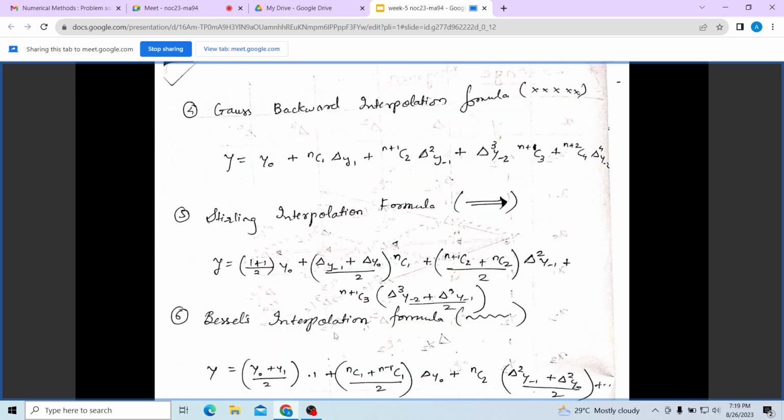Okay. Now for the Gauss forward interpolation formula, you will follow this path given by these circles. So it will be y naught plus, if we are going downwards, write the element above that, that is nc1 into del y naught, plus, now we are going here, that is del square y minus 1. So you have to write the element below that. When you go upwards, you have to write the element below that. So you will get nc2.